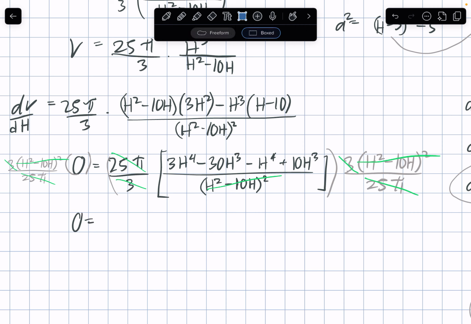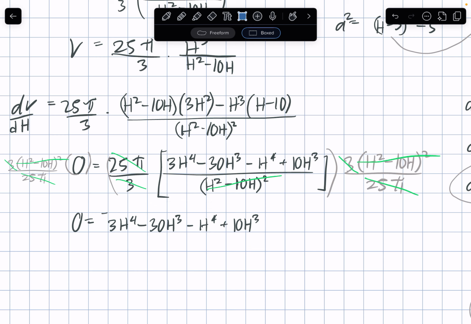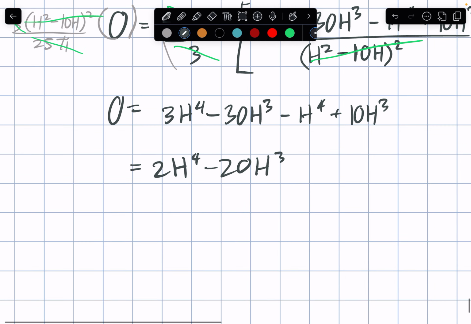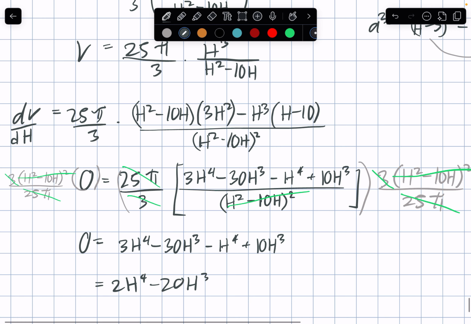So 0 is equal to, at this point, just copy this. And then, what can we do? Like terms. So 3h raised to 4 minus h raised to 4, that's going to be 2h raised to 4. And then minus 20h raised to 3. What's next? Chat, am I on the right path? Something doesn't look right.